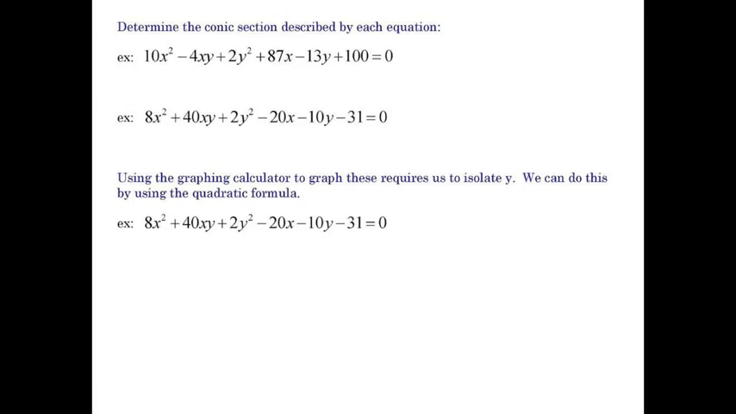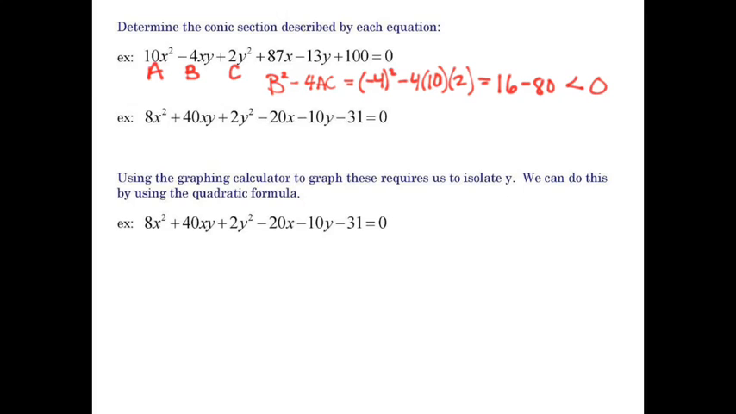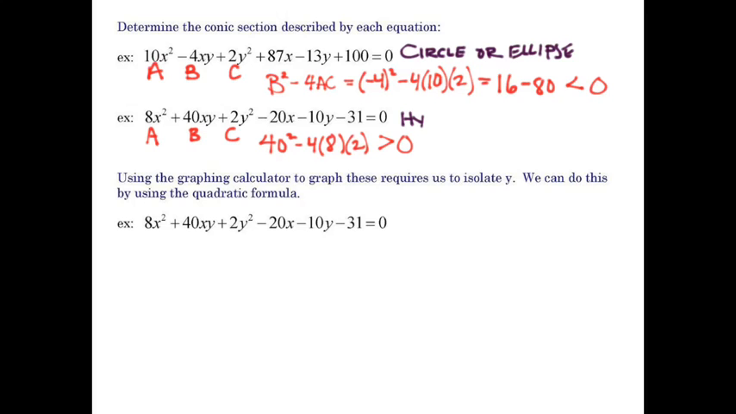And so, for example, if we want to determine the conic section, we just look at our b, a, and c terms and do b squared minus 4ac. That's a negative value, which is less than 0, which means it's going to be a circle or an ellipse. Same on the next one, I just take my discriminant, and that's greater than 0, which means it's going to be a hyperbola. And then we can try to do this using our graphing calculator by solving the quadratic.